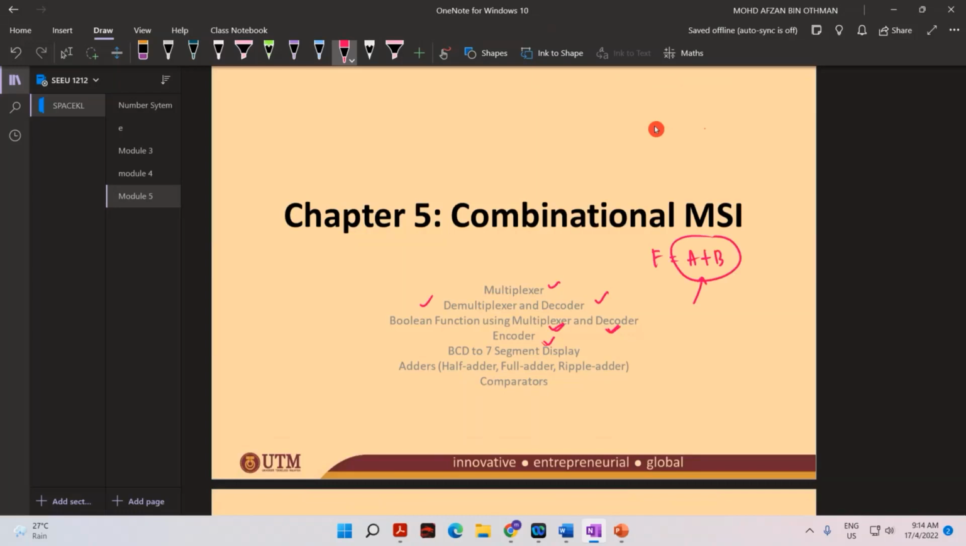Then after that we're going to look at the BCD to 7-segment display. So this is a 7-segment display. You're going to look at this one here. And last but not least are the adder and comparator. For adders, we have a half adder, full adder, and ripple adder. And a comparator is to compare between two binary numbers. Adders are for the addition of binary numbers. Later we'll see more details on this part here.